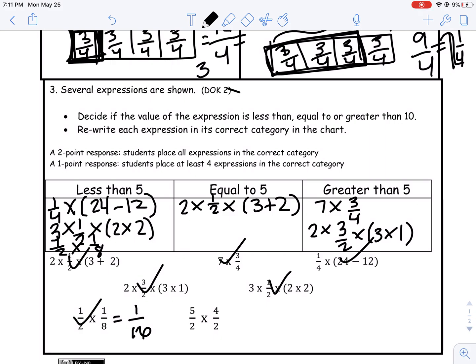And then 5 halves times 4 halves. 5 times 4, because I go straight across, is 20. 2 times 2 is 4. 4 goes into 20 5 times, so it's equal to 5. 5 halves times 4 halves.